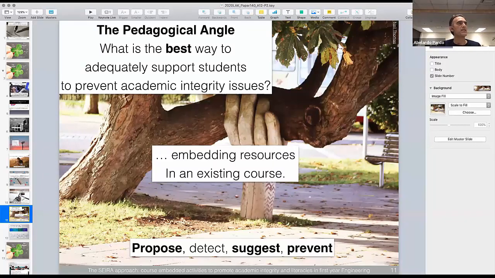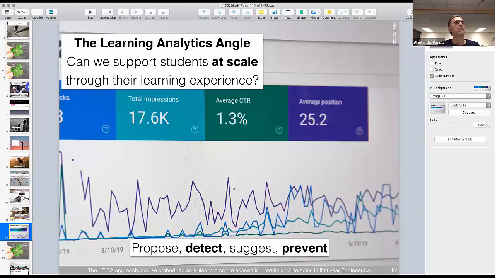So again, I want to emphasize that pedagogical angle was very important. But of course, we want to do this at scale. This was a course that had more than 160 students, and therefore the proposing, the detecting, and the suggesting couldn't be done at scale unless we had some data relevant way of providing these insights. And this is where learning analytics becomes handy.